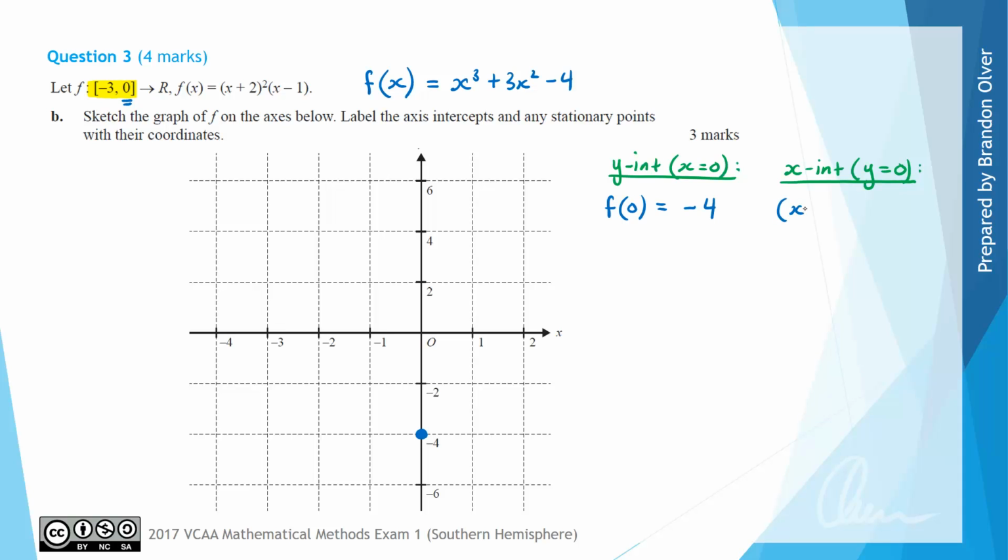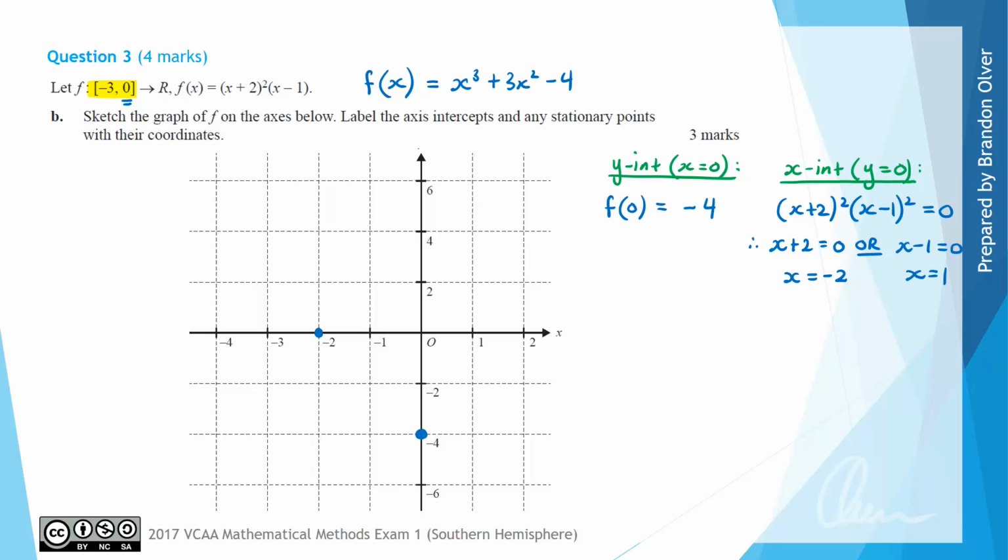So we're going to have (x + 2) all squared times (x - 1) squared equals 0. And now, using the null factor law, we have x + 2 could equal 0, or x - 1 could equal 0. And solving those equations, we get x equals -2 or x equals 1. But based on the domain that we're sketching it over, the only one we're interested in is x equals -2. So there's going to be a point up here where there's an x-intercept.